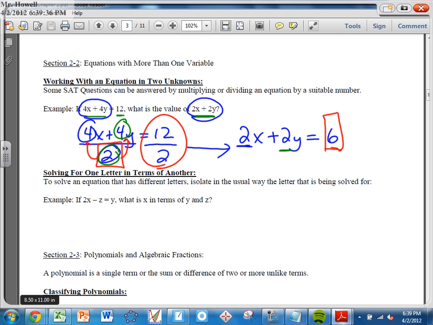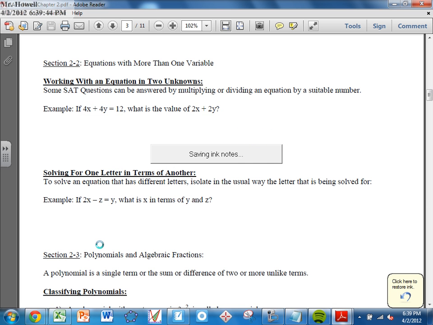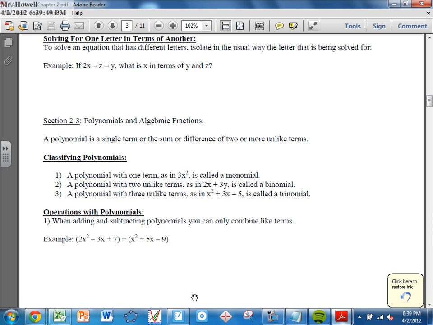Okay, so again, in this problem, it looks very complicated at first, but what you can notice is that it actually reduces simply. Let's take a look at this next example, which is one of the most common examples in the SAT, when they ask you to solve for a variable in terms of another.